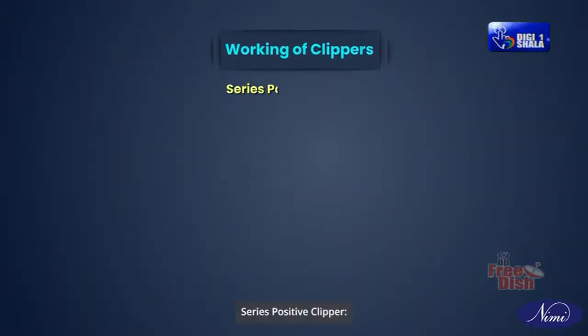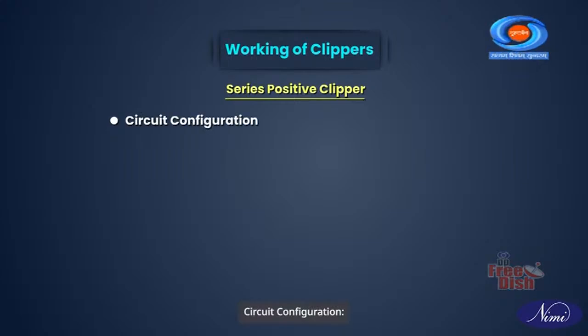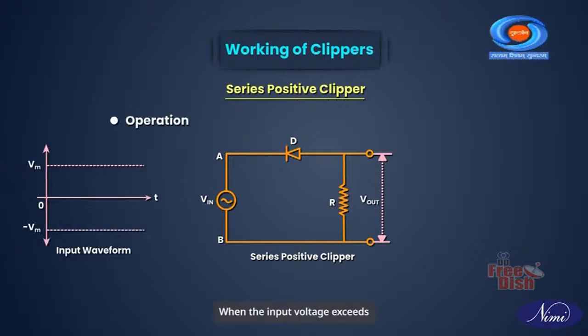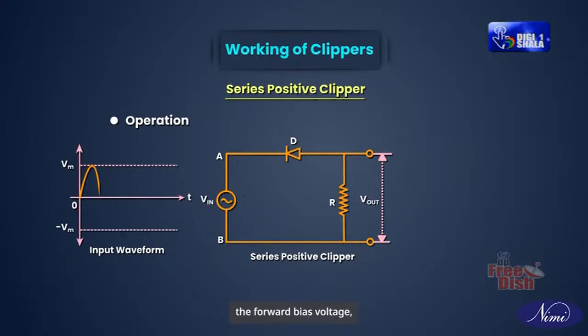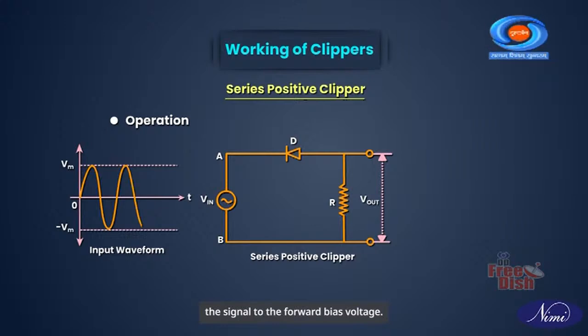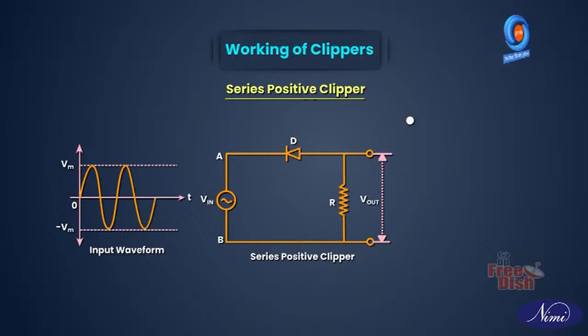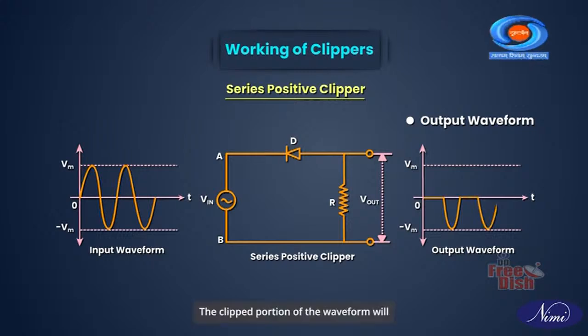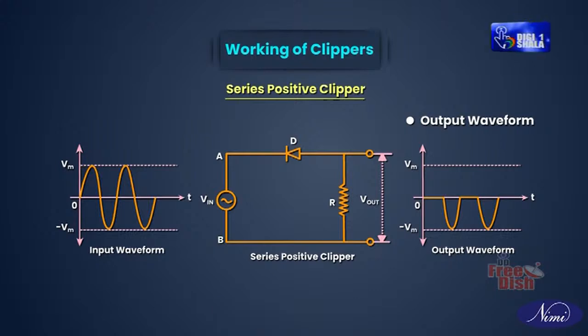Working of clippers. Series positive clipper. Circuit configuration. In a series positive clipper, a diode is connected in series with the input signal source and a load resistor. The diode's cathode is connected to the input signal source. Operation. When the input voltage exceeds the forward bias voltage, the diode conducts, effectively shorting the signal to the forward bias voltage. Output waveform. The output waveform will have its positive peaks clipped. The clipped portion of the waveform will appear flat at this voltage level.